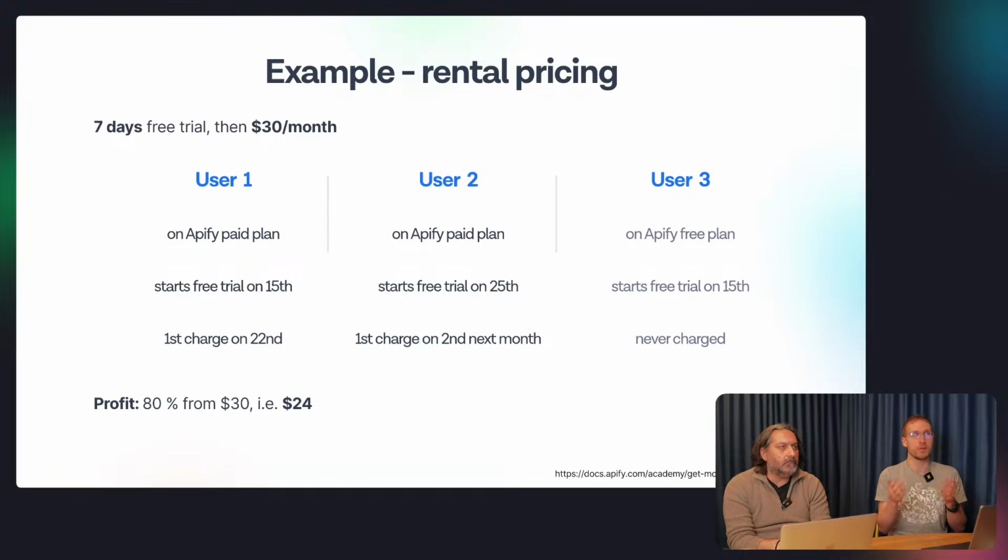Out of the first two, the first started the trial on the 15th, and the second started it on the 25th. So the first one is charged on the 22nd, after the 7-day trial period. And the second one, there is a typo, it should be the second user in the middle column. The second user is charged only on the 2nd of the next month. So during the first month, only the first user is charged, and they are charged $30. So your profit is $24, which is 80% of that. The next month, both users will be charged, so your profit is double that, so it would be $48.